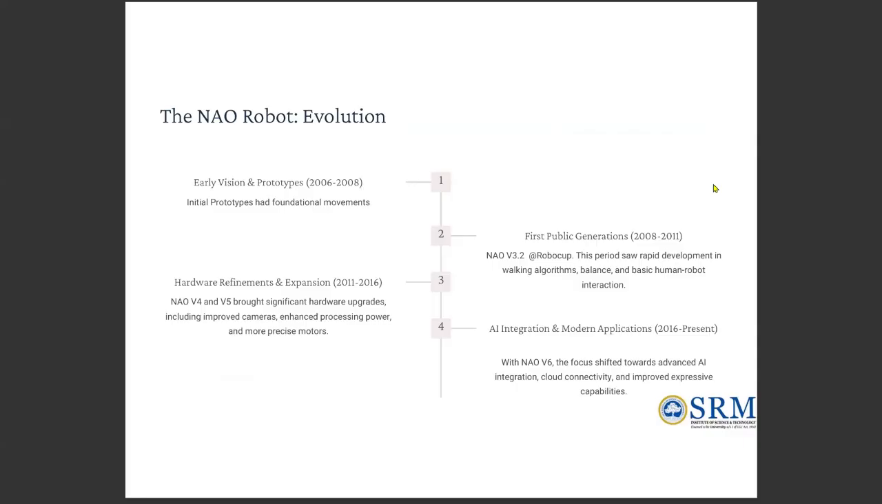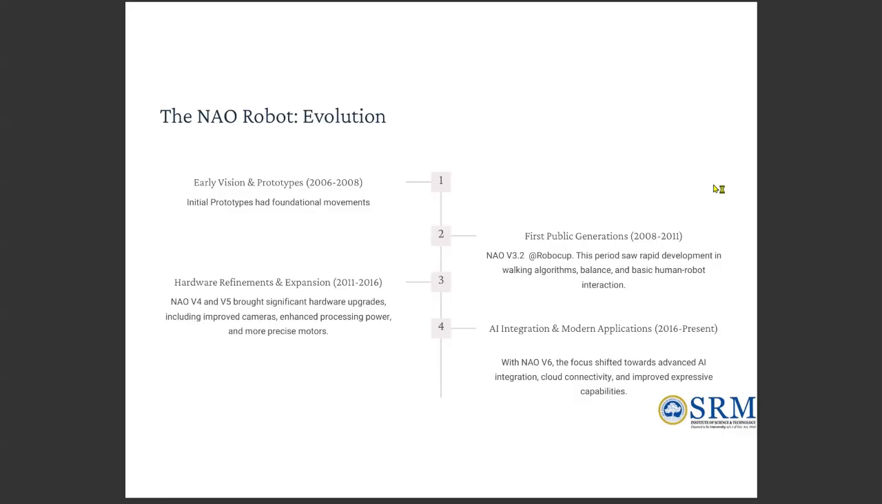Initially, NAO was envisioned or conceptualized around 2006, and it entered its first global competition, I think it was RoboCup in 2008. After that, it has become such a legend at RoboCup that they have a dedicated soccer league for NAO, where you'll have teams of 11 NAO robots competing on a soccer field. So that's how much it's grown. You can search on YouTube, you'll find videos. It's really cool to watch.